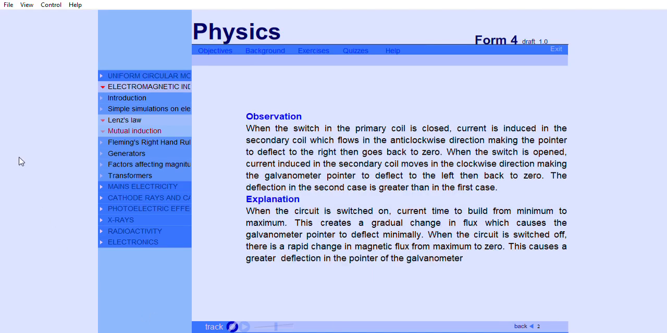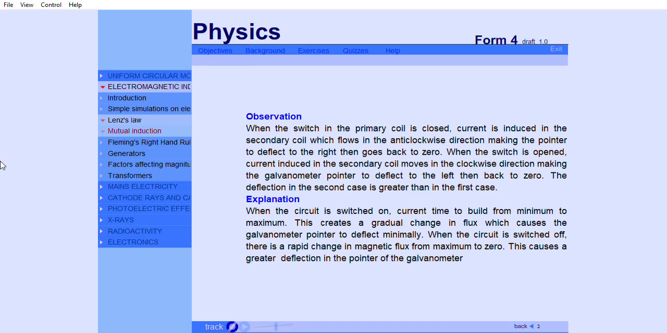Observation. When the switch in the primary coil is closed, current is induced in the secondary coil, which flows in the anticlockwise direction, making the pointer deflect to the right, then goes back to zero. When the switch is opened, current induced in the secondary coil moves in the clockwise direction, making the galvanometer pointer deflect to the left, then back to zero. The deflection in the second case is greater than in the first case.